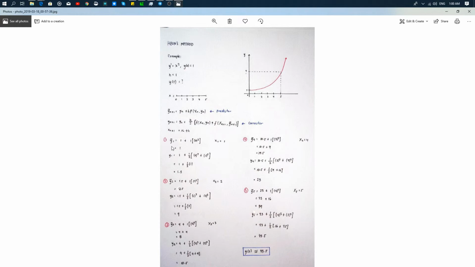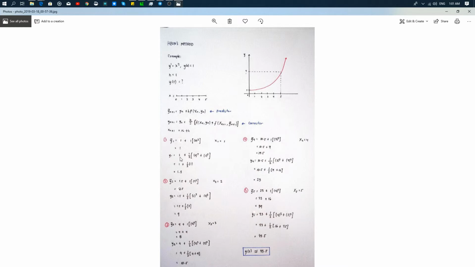So here the predictor we have 1 plus 1 times the f of 0 and 1. So we have x squared, therefore we will only use the value of x to substitute the variable x in the x squared. So it's basically 0 squared, which is 0. So 0 times y 0 leaves us with the answer 1. So here at the corrector, y sub 1 is equal to 1. 1 is the initial value of y sub 0, the value of y sub 0 or the initial value of y.